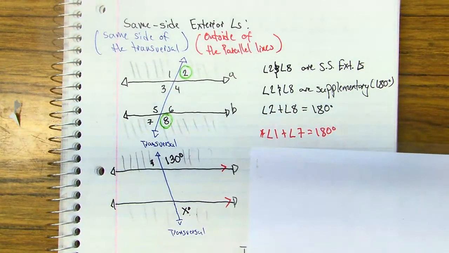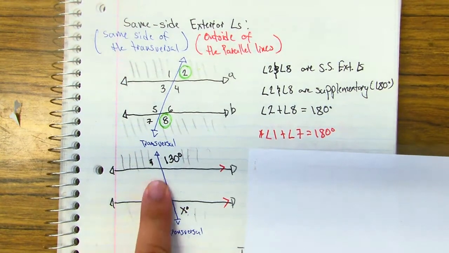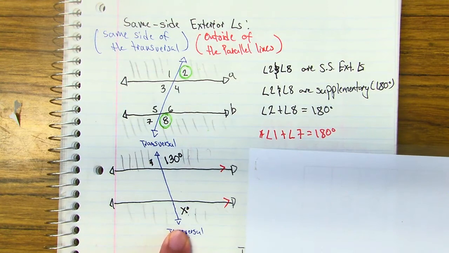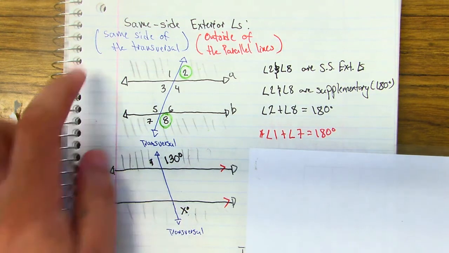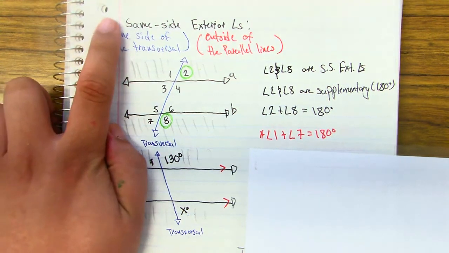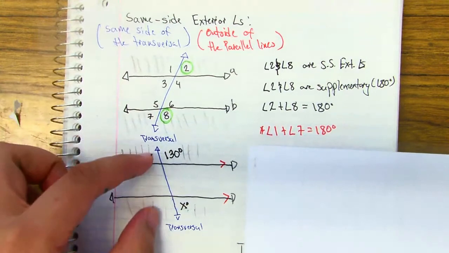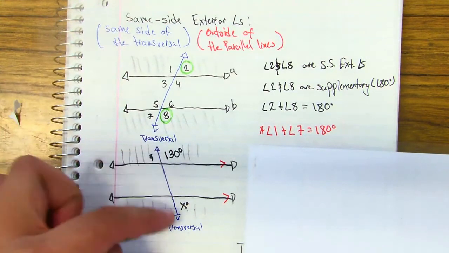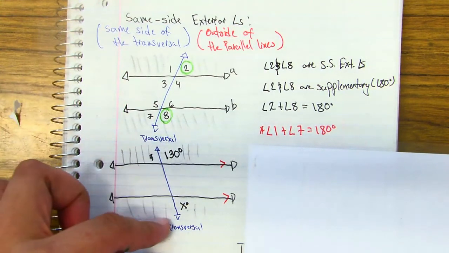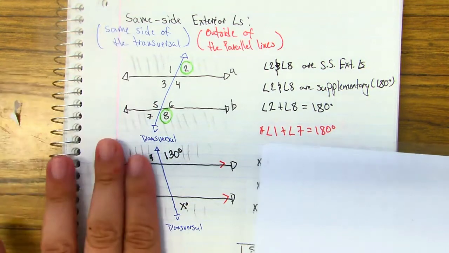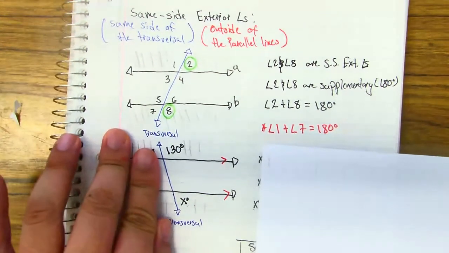And we'll do the last one. What is the answer for the question below here? What is the value of x? How do you find the value of x? We're going to be using same side exterior angles. You know that they're both exterior angles because they're both on the outside of the parallel lines. And we know that they're same side because they are both on the right side of the transversal.